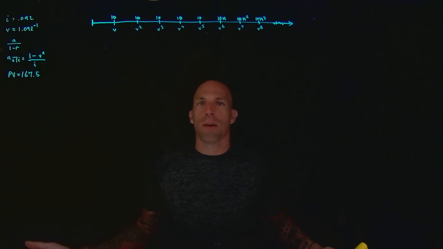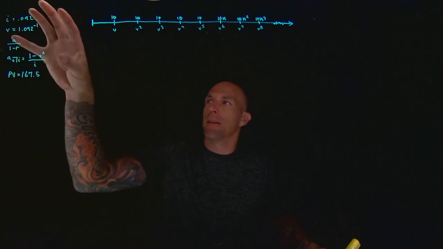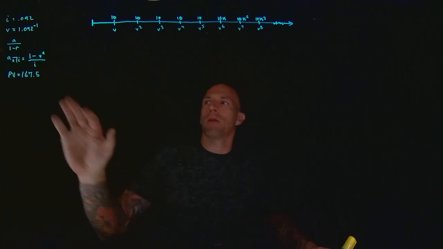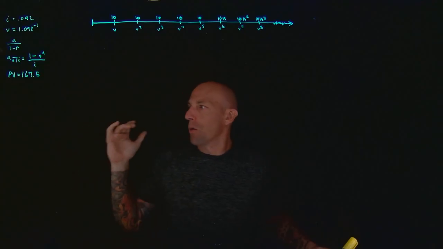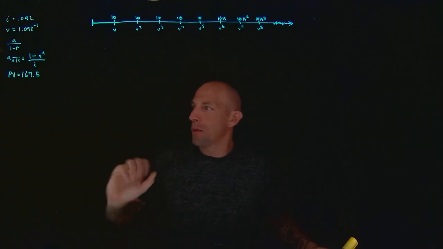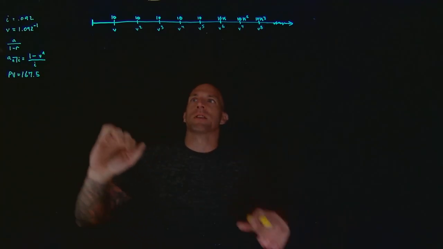This is problem number 11. And I've written out our timeline and then pertinent information from the problem, as well as the formulas we're going to need over here on the left. So Mike buys a perpetuity immediate with varying annual payments, and it looks like this.